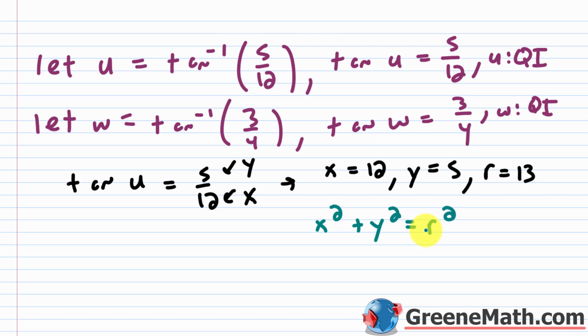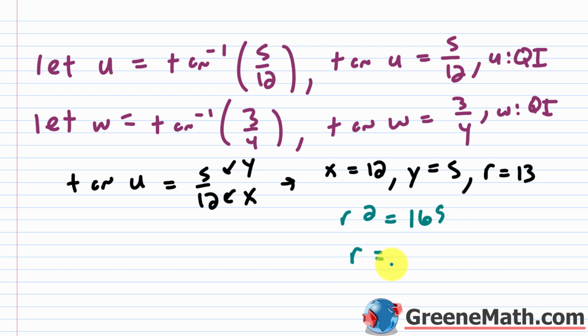So when we think about this, you plug in a 12, you get 12 squared, which is 144. You plug in a 5, you get 5 squared, which is going to be 25. So that equals your r squared. So 144 plus 25 is 169. So r squared is equal to 169. So r is equal to plus or minus the square root of 169.